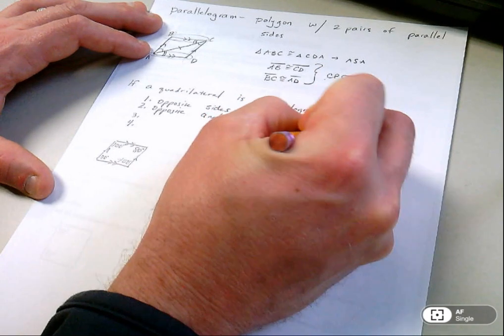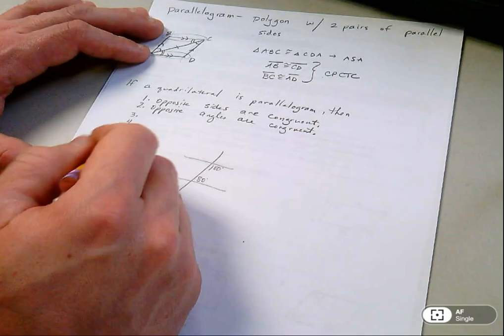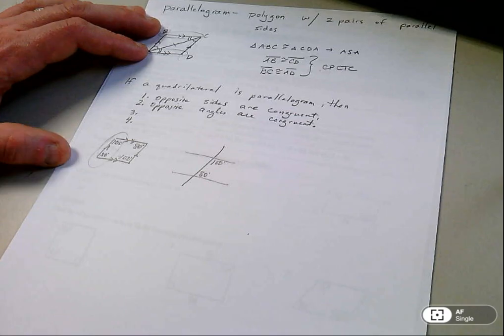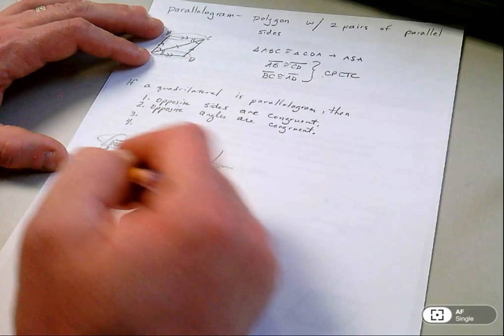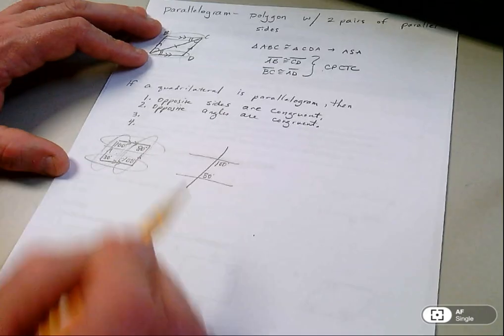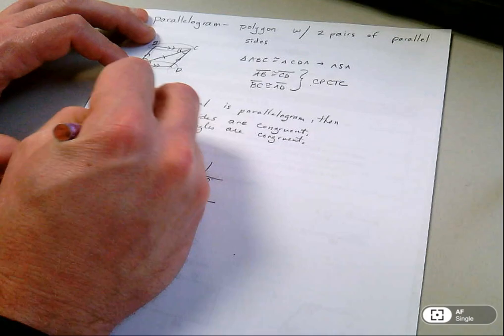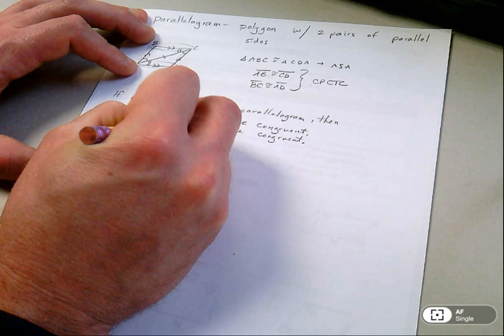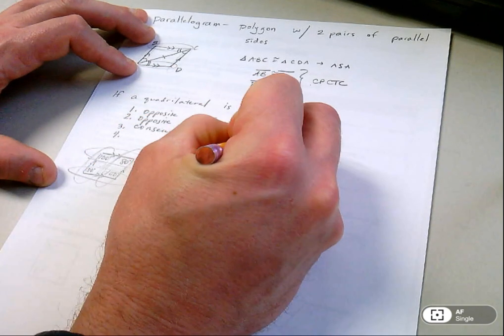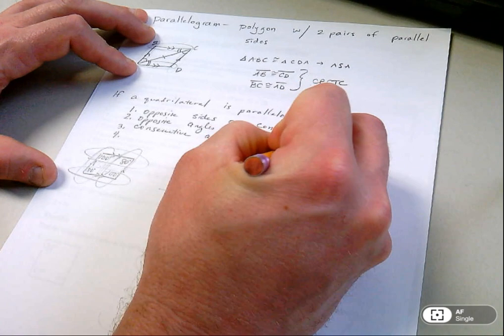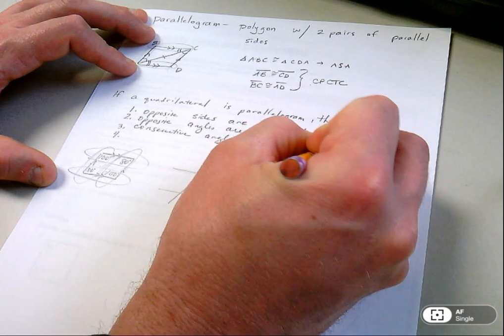And then what do we see about these consecutive angles? Well, those 2 are supplementary. These 2 are supplementary, these two are supplementary, and these two are supplementary. So I'm going to put down that consecutive angles are supplementary.